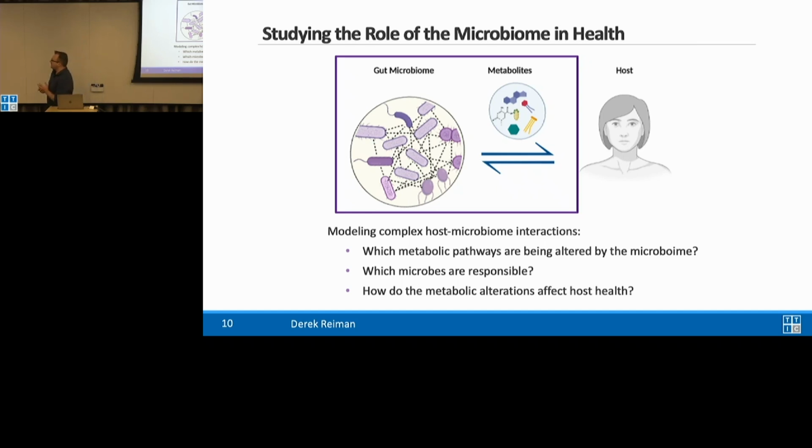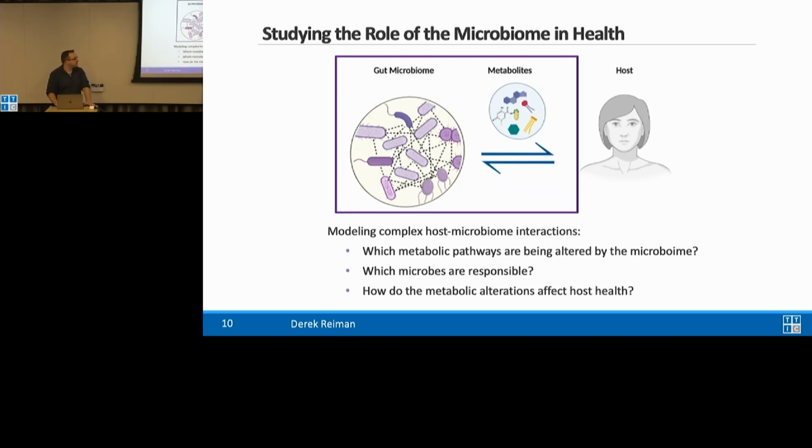So hopefully with that, I've convinced you of the need to really study this in clinical settings. And so we're going to be talking about how to model gut microbiome and metabolomic data, really considering 3 questions that are of interest when we look at disease states in clinical settings: which metabolic pathways are being altered by the microbiome, which microbes are responsible for these alterations, and how do these alterations lead to differences in health.